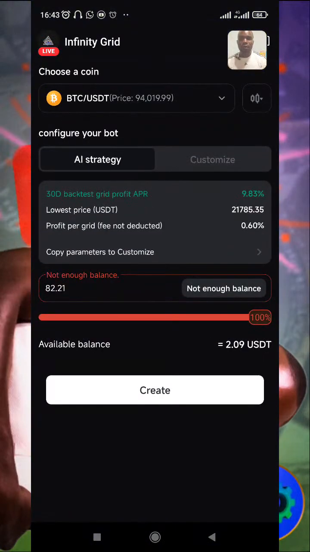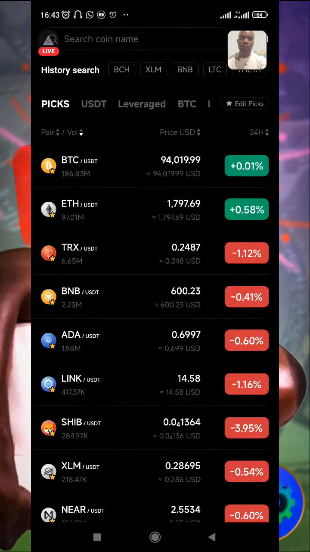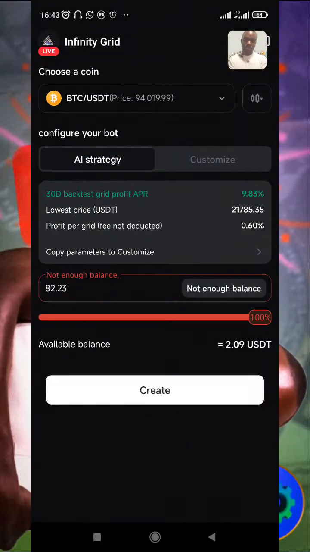So now you are here on Pionex, you want to operate this bot. So just choose your coin. We have a variety of coins that you can choose here, but mine is Bitcoin. So you are now bullish on Bitcoin. You want to set up a grid bot. So just click here. You have to configure your bot.